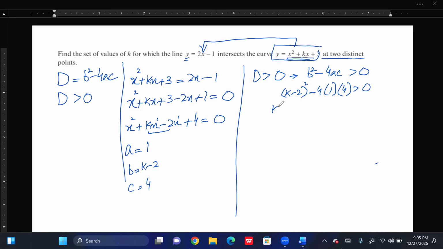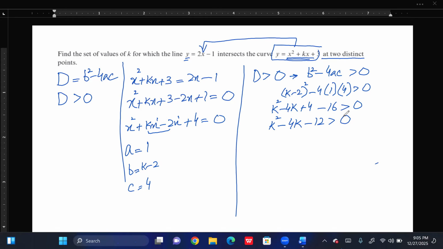So let's open the bracket with the help of the identity. It is going to be k squared minus 4k plus 4. And this is going to be negative 16. Simplify it further. It's going to be k squared minus 4k minus 12 is greater than 0.